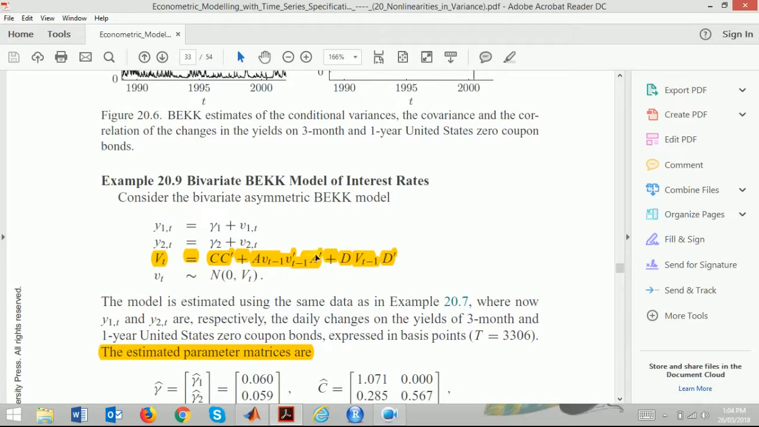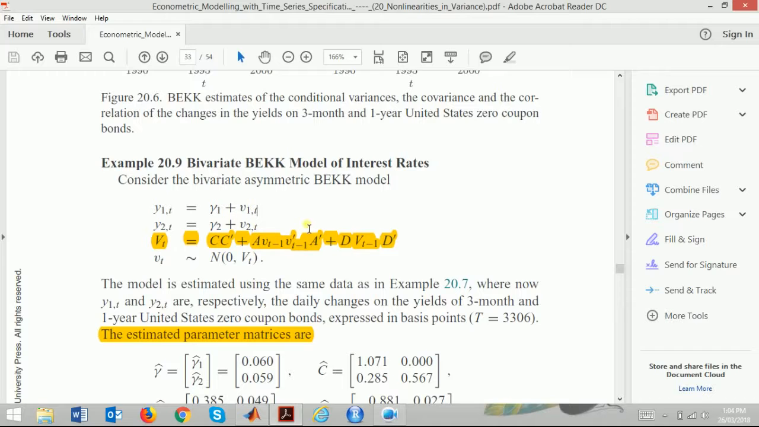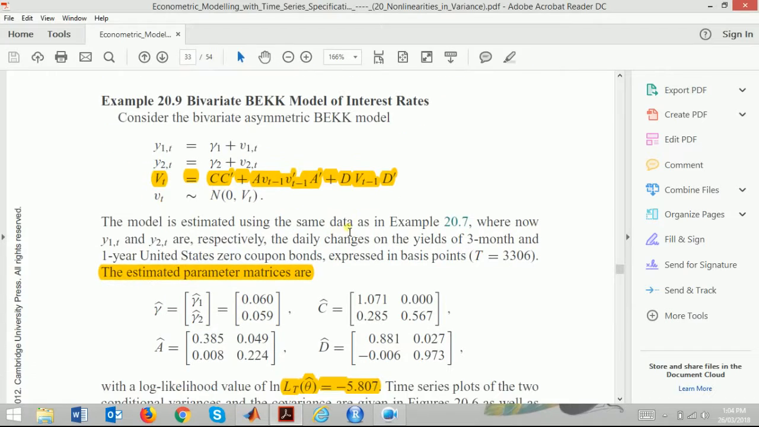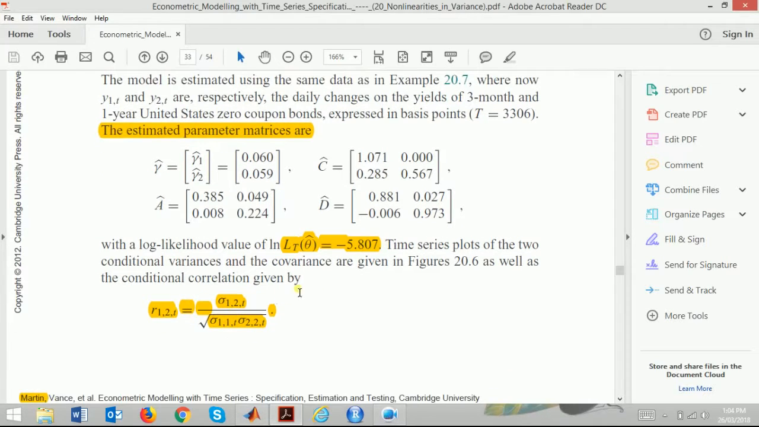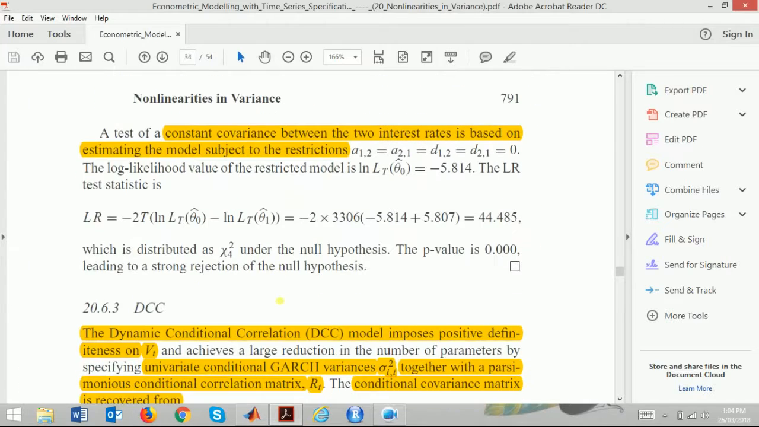So the bivariate BEKK model is what we are going to look into now, where you have 2 variables y1, y2. Obviously that means you have gamma 1 and gamma 2, constants and residuals, and the equation, you know it. So we're going to have a quick look into it. Log likelihood, we're going to look into log likelihood and conditional correlation. This is a conditional correlation equation, right? Sigma 1 to diagonal of diagonal element. Constant covariance is between 2 intercepts based on the model.